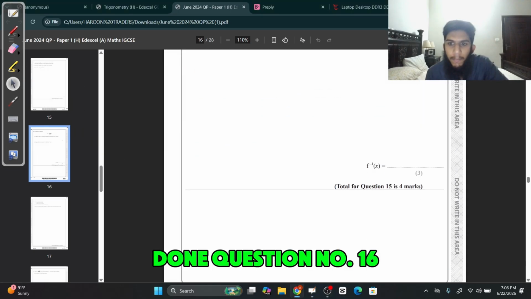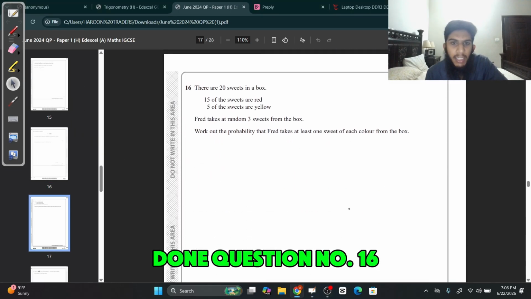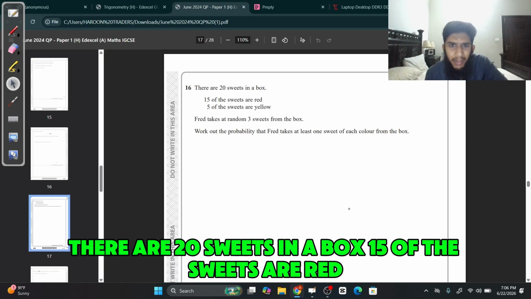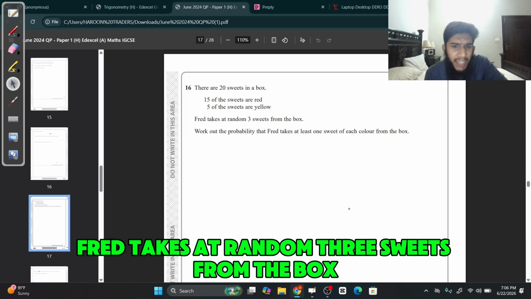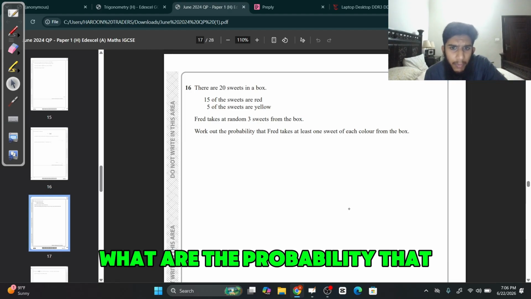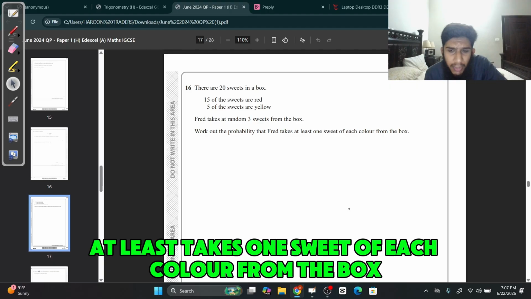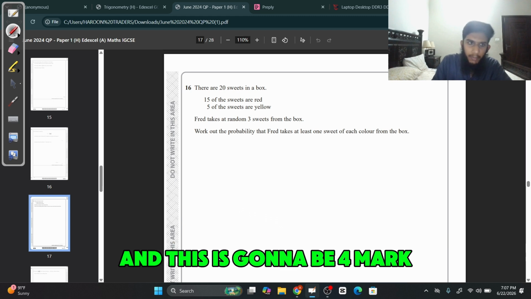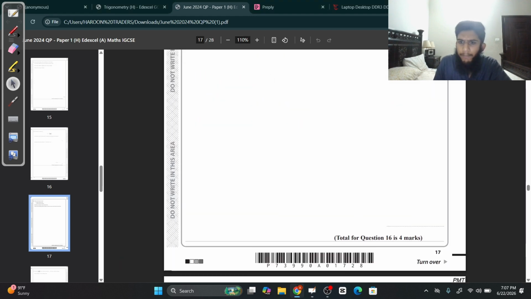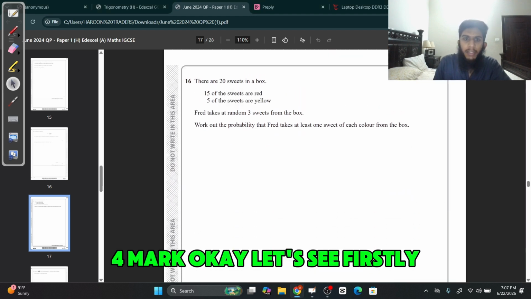Done. Question number 16. There are 20 sweets in a box. 15 of the sweets are red, okay? 5 of the sweets are yellow. Fred takes at random 3 sweets from the box. Find the probability that he takes at least 1 sweet of each color from the box. Okay. Firstly, we have to make a probability diagram. And this is going to be a 4 mark question, okay. Let's see.